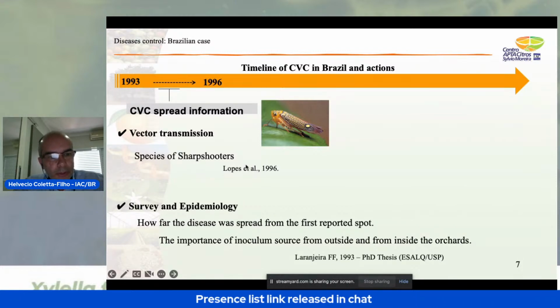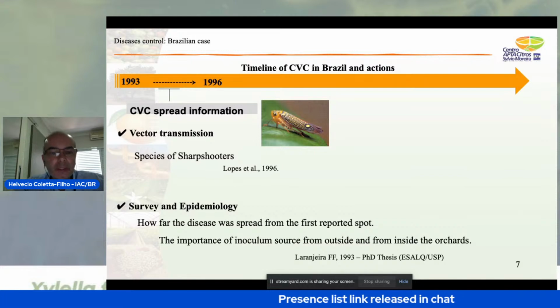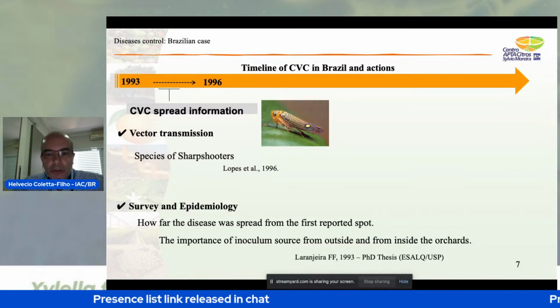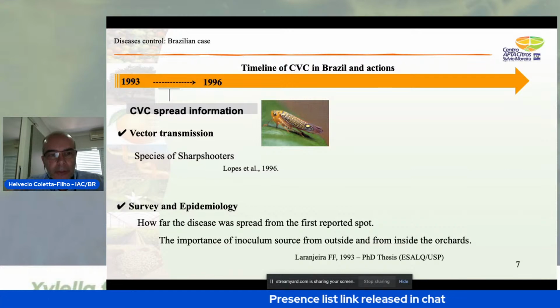Some workers were also studying the epidemiology of the disease: how far it had spread from the first spot, trying to understand the dynamics of the disease in the field.